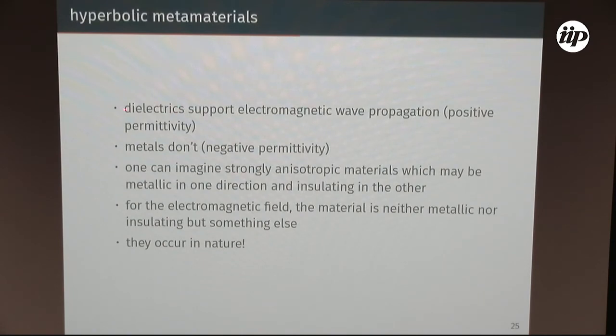As you all know, dielectrics support electromagnetic wave propagation, light propagation, because of positive permittivity, but metals don't. You have the skin depth that prohibits propagation through a metal. But we can imagine strongly anisotropic materials which may be metallic in one direction and insulating in the other directions. So for the electromagnetic wave, the material is neither metallic nor insulating. It's something else. It's a monster that allows some propagation. For us, it's interesting to think of it as metallic along one direction and insulator along the other. And what is more interesting is that they occur in nature.